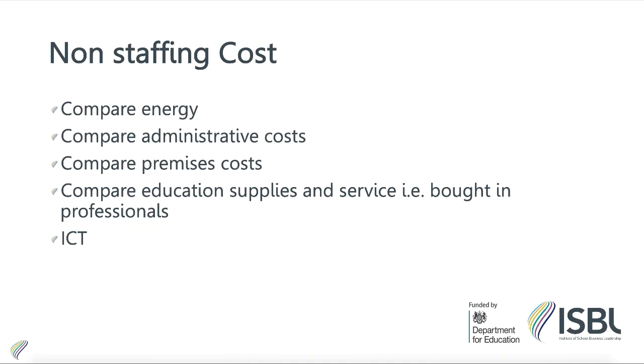If we're suggesting that 75 to 78% of our income is spent on staffing, we must also compare non-staffing costs to ensure value for money, remembering that a proportion of our non-staffing costs are also fixed, for example our rates. So we need to review and compare other costs such as our energy, our administrative costs, our premises costs, our educational supplies and services, including bought-in provisions. We need to look, are we making best use of national deals, for example, the Schools Buying Hub?